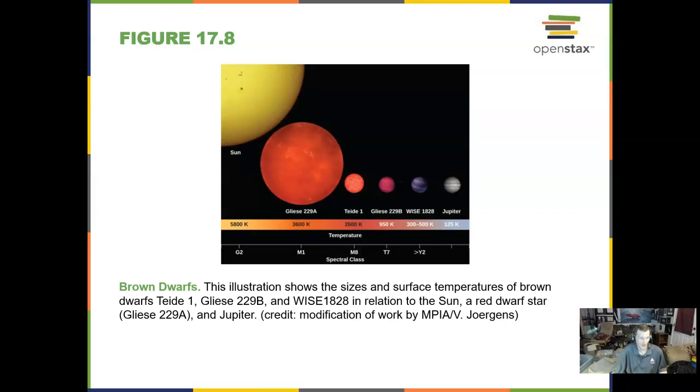Brown dwarfs are not quite stars. They don't have enough pressure and heat to kick on thermonuclear fusion. So it's kind of a failed star, brown dwarf. To be a star, you have to have 8% the mass of the sun or so.